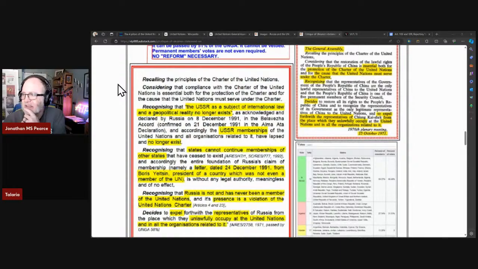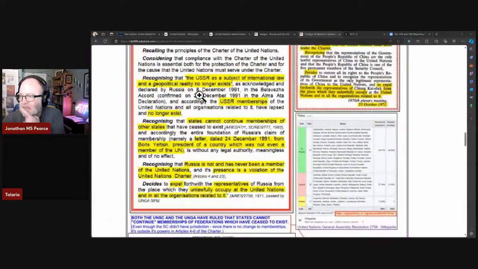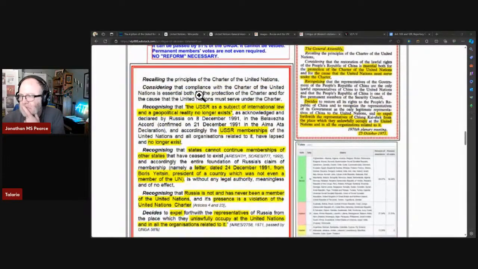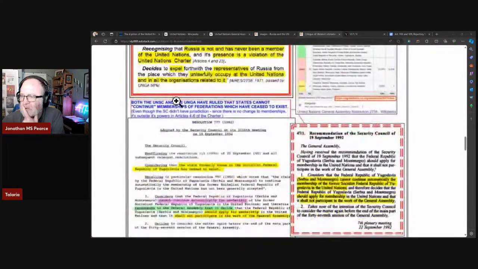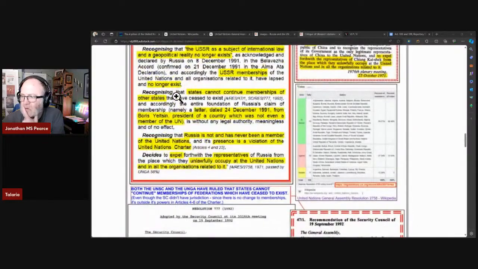So the only difference was that Serbia and Montenegro hadn't left the Federal Republic of Yugoslavia. Yeah. But notwithstanding that, even though they hadn't left, the Security Council declared that the Federal Republic of Yugoslavia had ceased to exist. And then, we won't scroll down quite yet, but we'll come to it.